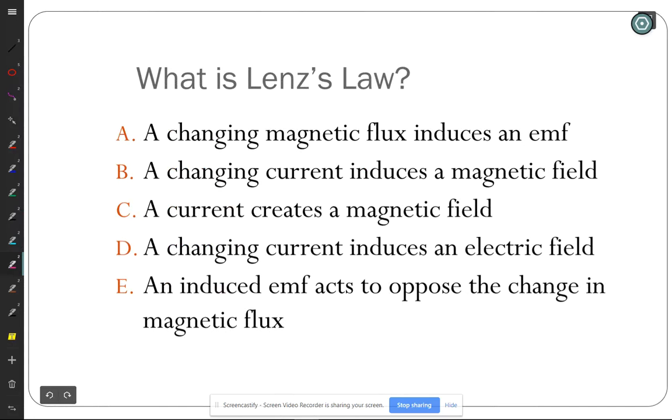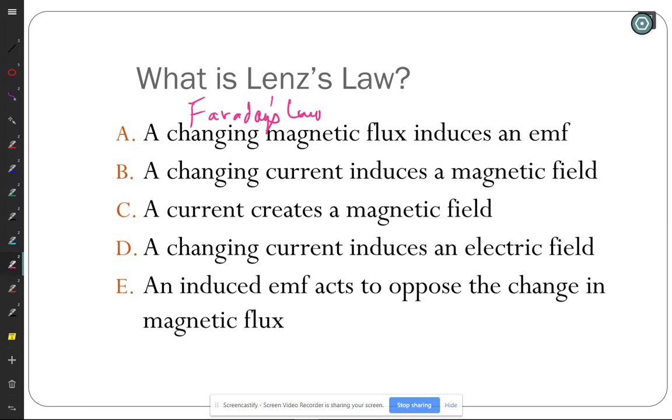All right, Lenz's Law. Remember we talked about Lenz's Law, and I said that the minus sign in Faraday's Law of Induction reminds me I need to apply Lenz's Law. So let's once again go through each statement. A changing magnetic flux induces an EMF. Is that a true statement or a false statement? It's true. Is it Lenz's Law? No. It's Faraday's Law of induction.